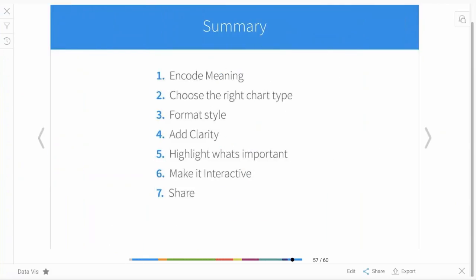Okay, so look, here's just a quick summary of those 7 best practices that we talked through. So the first is to encode your charts with meaning. The second was choosing the right chart type. Third was formatting to get the styling right to make your charts look good. Number 4 was adding clarity to give it even more meaning. Number 5, highlighting what's important to help you tell your story. Number 6, make it interactive. And most importantly, number 7, make sure these data visualizations get shared so you can get the most value out of them.